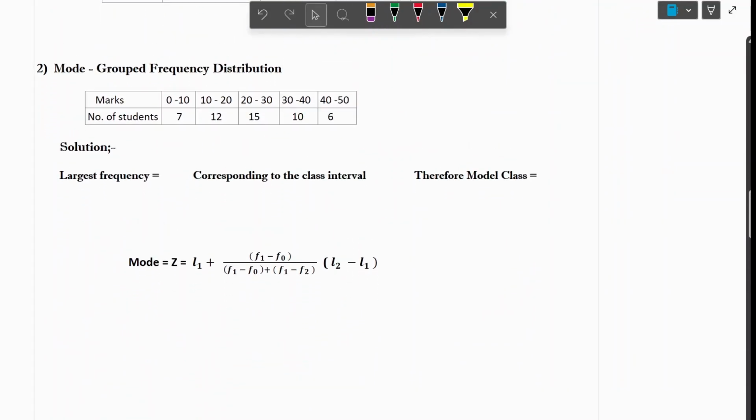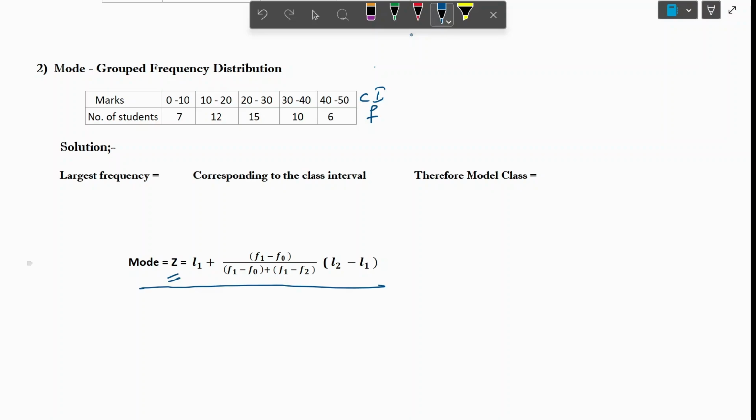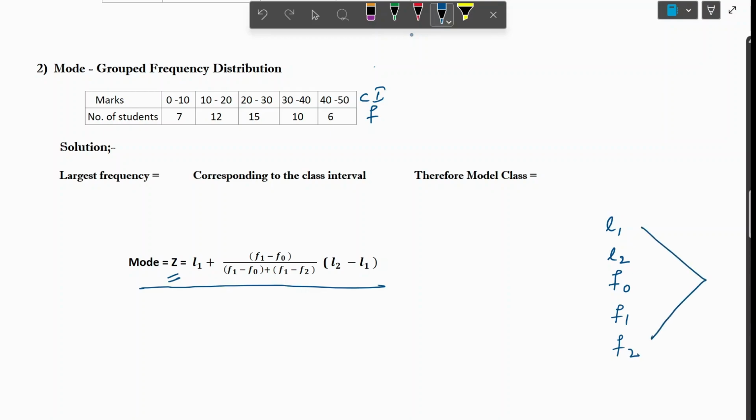Here, marks, number of students, the same question. This is your class interval and this is your frequency. Now see, this is your formula. The formula for calculating mode, represented by Z, is equal to L1 plus (F1 minus F0) divided by (F1 minus F0 plus F1 minus F2) into (L2 minus L1). That means what is L1? What is L2? Then F0, F1 and F2. You need these 5 values to complete this formula. Once these values are ready, just substitute, and you are going to get the value, that is mode.